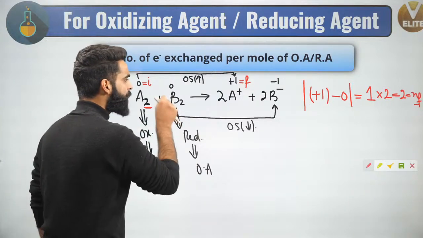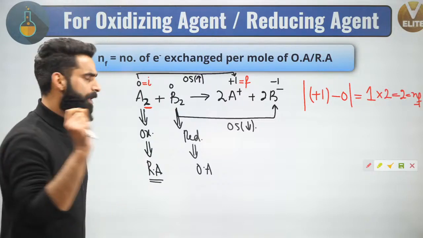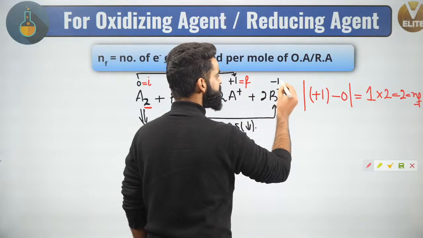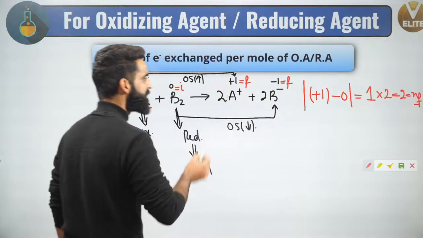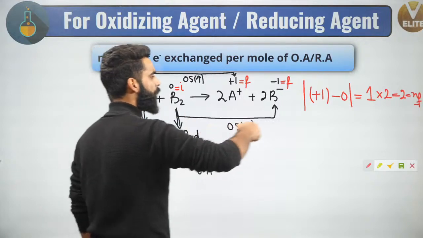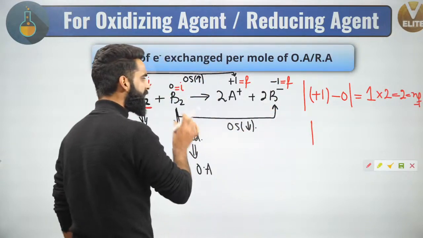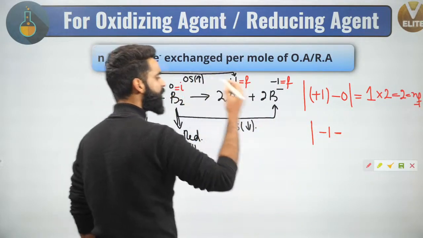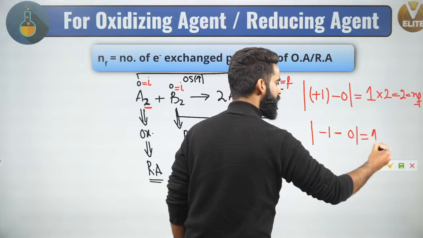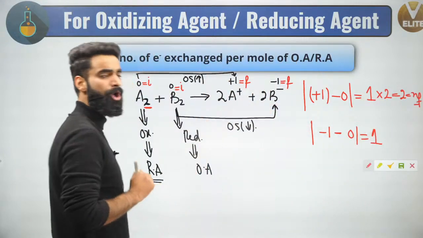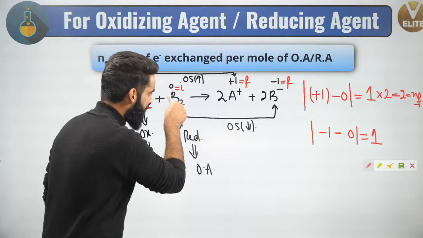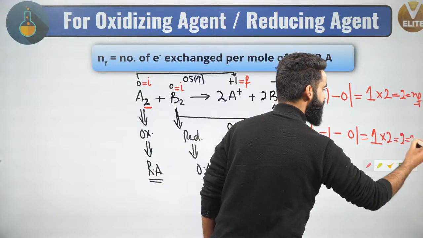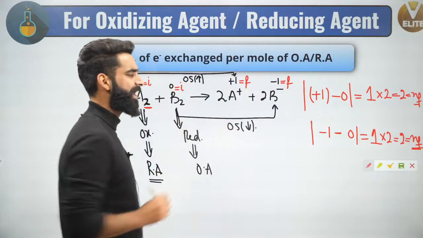At the same time, if I want to calculate the n factor of this B2 right here, people, should I be calling this 0 as the initial oxidation state of B2? Should I be calling this -1 as the final oxidation state of B? Now people, if I want to calculate the change in the oxidation state of B, it's going to be again the final oxidation state of B, which is -1, minus the initial oxidation state of B, that is 0. The value will be coming as 1. But right here, this 1 is the change in the oxidation state for one atom of B, but I have two atoms of B. I'm going to multiply it by 2. The value you're getting is 2. So I'll say the n factor of B2 in this reaction right here is 2.